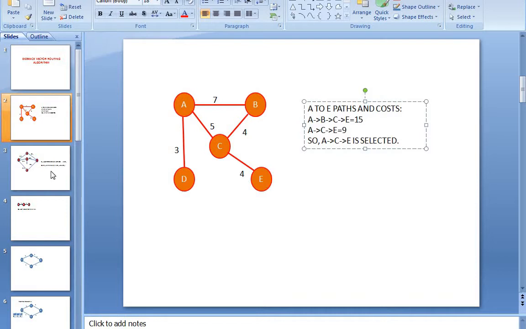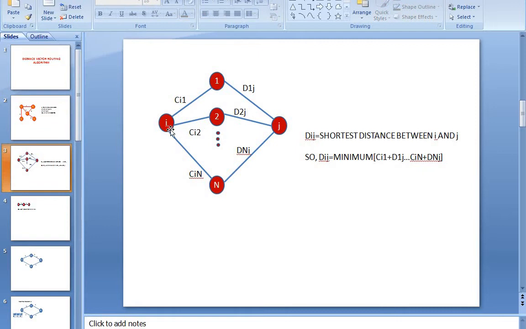Let's see another example to understand this Bellman-Ford algorithm. Here you can see, say I is the source and J is the destination. In between I and J, many other nodes are there. Say node 1, node 2, this way till node n. Now from node I to node 1, the cost is Ci1. In the same way, from node I to node 2, the cost is Ci2. This way, from node I to node n, the cost is Cin.